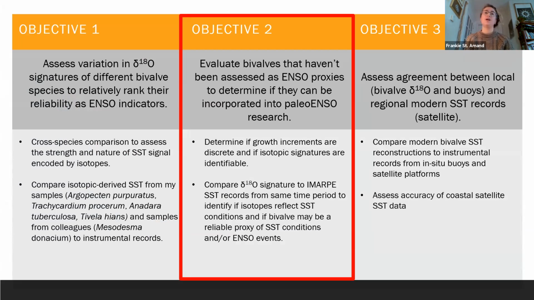My second objective is to evaluate some bivalves that haven't been well studied in terms of their utility as ENSO proxies. This involves determining if we can even find growth increments in these shells and if we can use their isotopic signatures to understand marine conditions. And so this involves similar methods in which I prepared these shellfish for microscopic analysis and growth increment identification in order to try to drill them to do isotopic analyses.